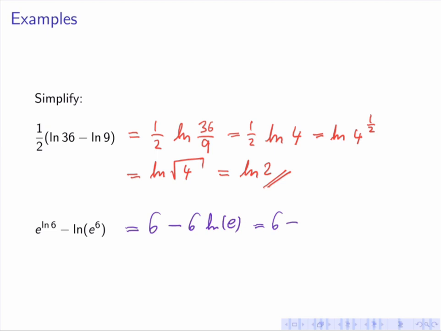Well, this exponent is 1. So ln of e is equal to 1. And so then here we get 6 minus 6, which is 0. So the term in front actually simplifies to be equal to 0.